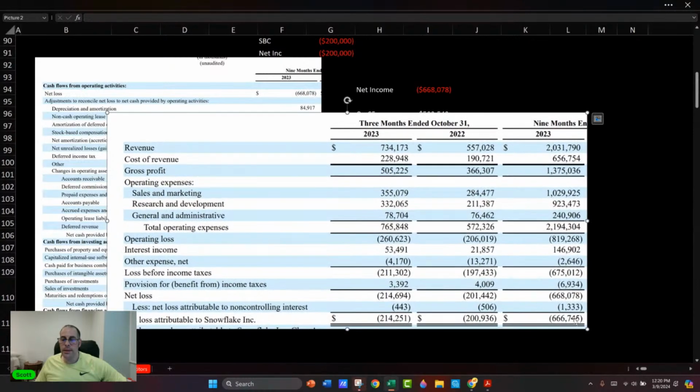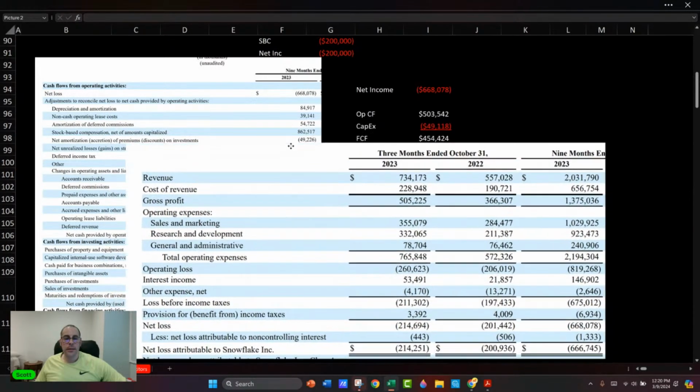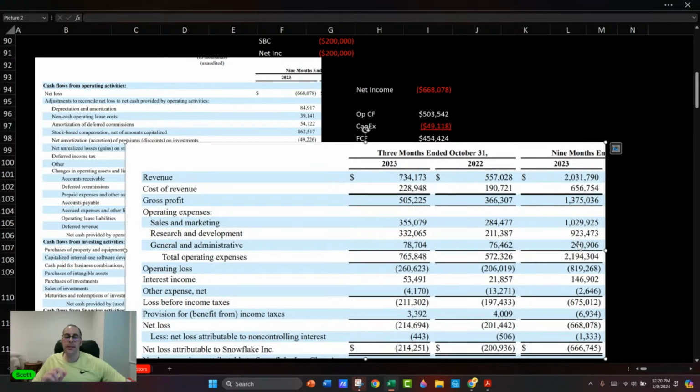On the income statement, this negative 666. So this $800 million expense is part of this cost of revenue. It's part of this sales and marketing, part of R&D, because it's tied to the employees who work in marketing and R&D. But stock-based compensation is not a cash item.